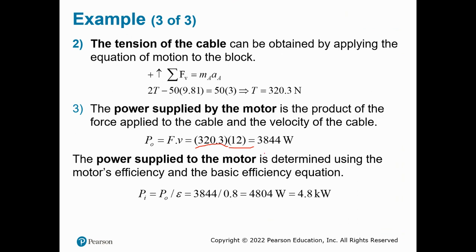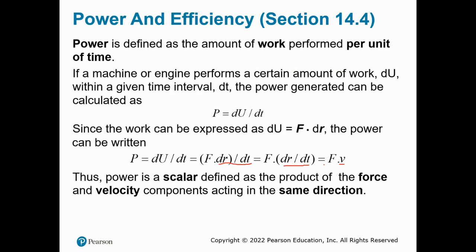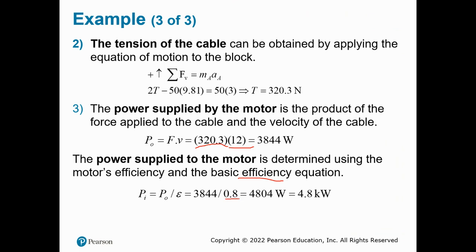And then lastly, we're looking for the power supply to the motor. So in other words, we know the definition of efficiency, right? Efficiency, as you recall, is power output divided by power input, or energy output over energy input. If we know the efficiency is 0.8, and we know the power output PO is 3844, we can calculate the power input, which is 4,804 watts, which is also 4.8 kilowatts.